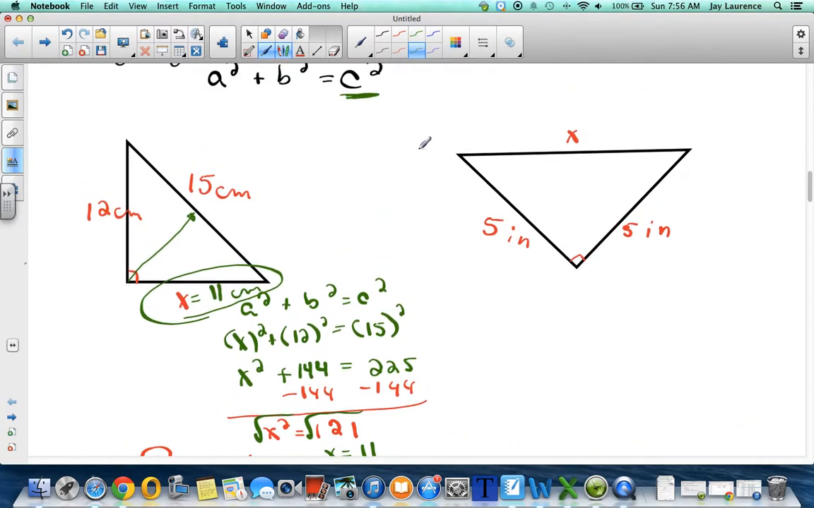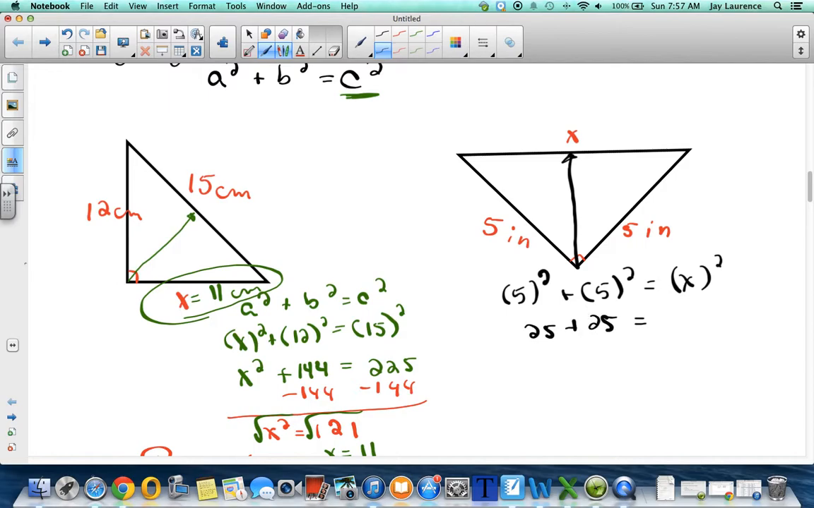For this other Pythagorean theorem problem here, I go to the right angle, I draw my ray. Looks like C is my unknown, so I'm going to take 5 squared plus 5 squared, and that'll equal x squared. So this will be 25 plus 25 equals x squared. So that'll be 50 equal to x squared.